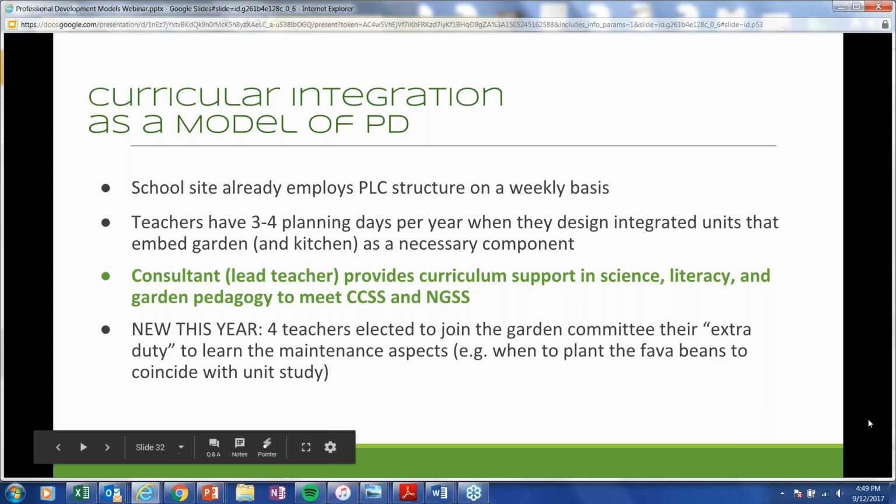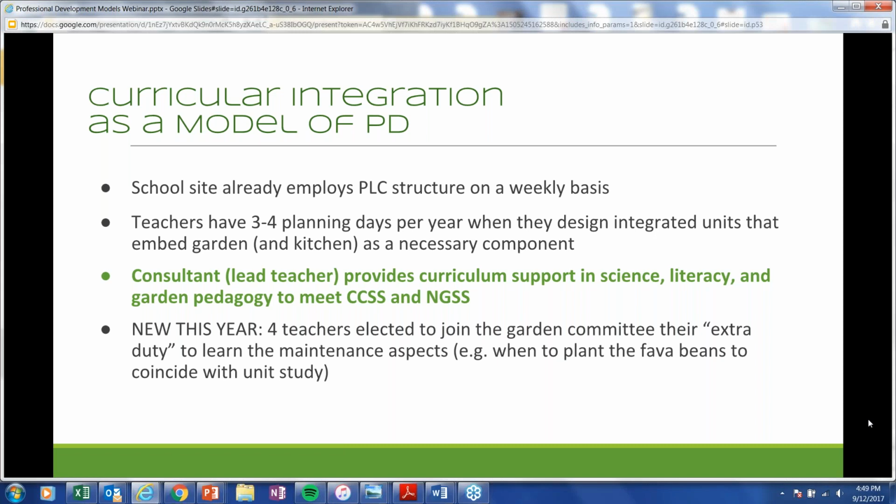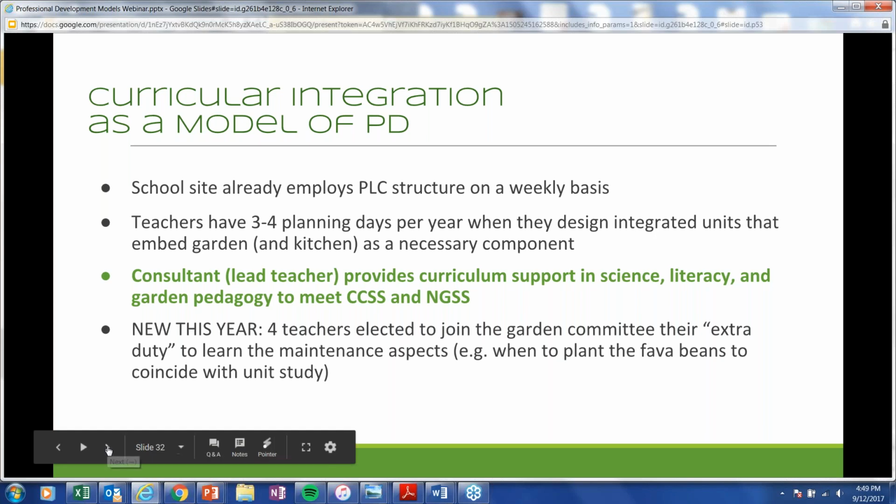We were able this year to implement a garden committee. So as part of their contracted extra duty, 4 teachers participate along with me to help learn what are the maintenance aspects. And so I'm going to just share 2 quick examples of units that we've aligned to next generation science. Could I have the next slide, please?